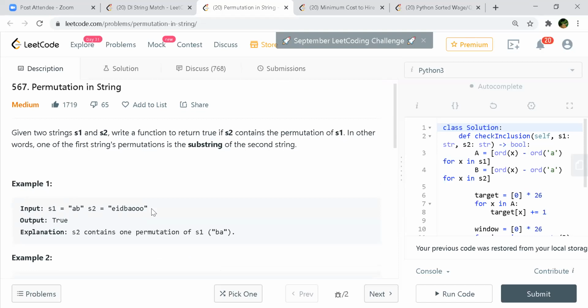So the best way would be to form all permutations of S1, and then run through S2 for the size of that particular S1 string every time, and see if any of those permutations fit into that substring of S2. Right, the substring of that particular length. Take S2's substring with the size of S1 and compare it with each and every permutation. If you are able to find one, yeah.